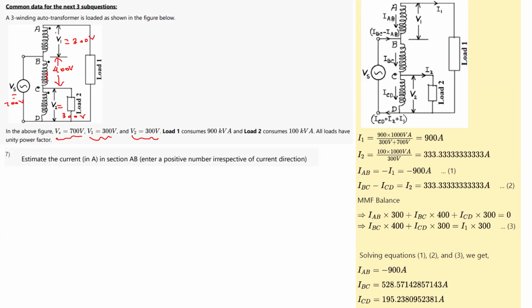You see, load one is connected across the series combination of the three windings. So load one, the 900 kVA, will see the whole 300 plus 400 plus 300 volt. So let us write the things. Let me draw this.